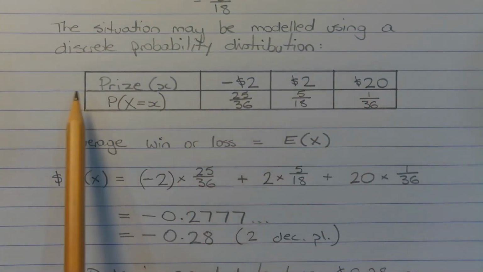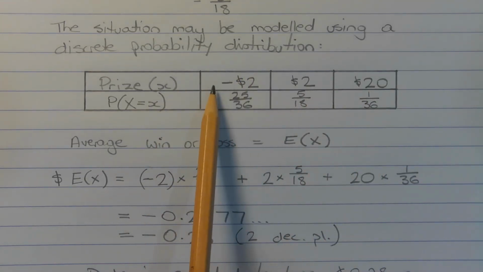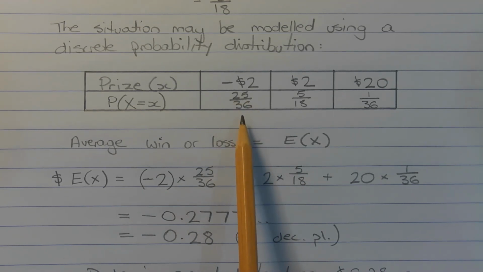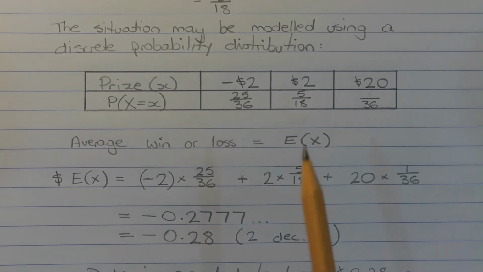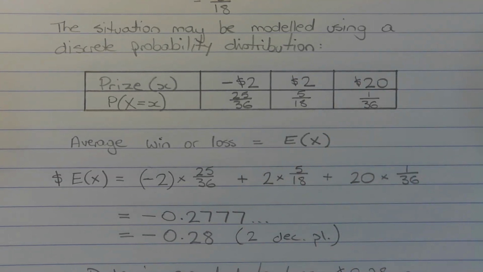Now, the top row shows the amount of money Dale could either win or lose. Notice this value here, which is negative $2. So Dale will lose $2 if neither die shows a 6, and there's a 25 over 36 chance of that happening. Dale will win $2 if one of the dice shows a 6, and there's a 5 over 18 chance of that happening. And Dale will win $20 if both dice show a 6, and there's a 1 over 36 chance of that happening. So the average win or loss is found by finding the expected value of the random variable x.